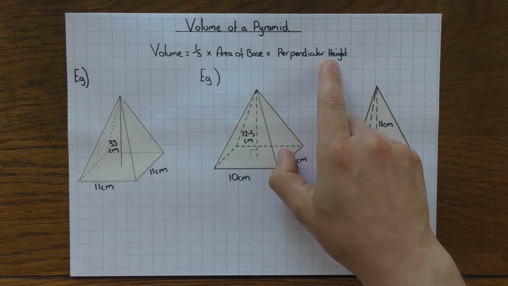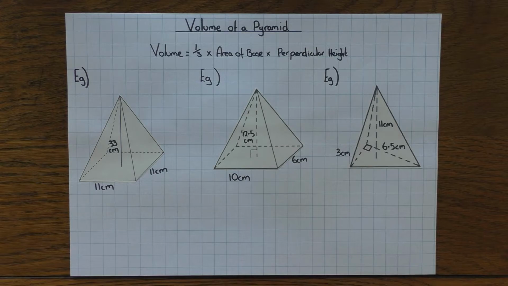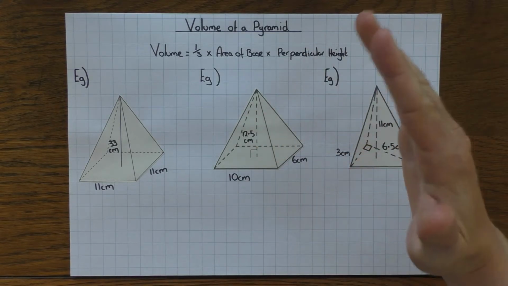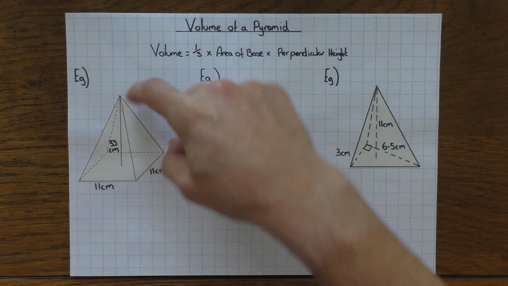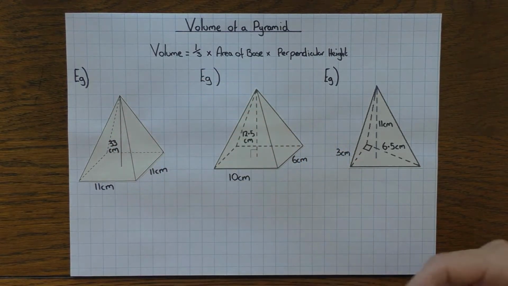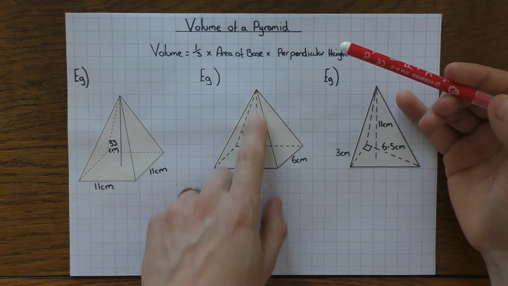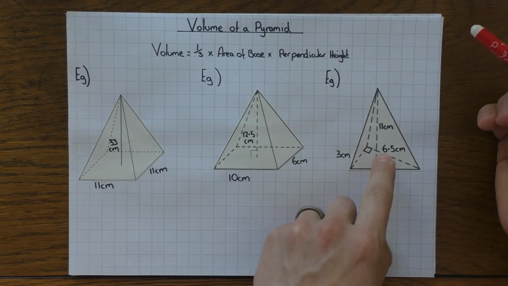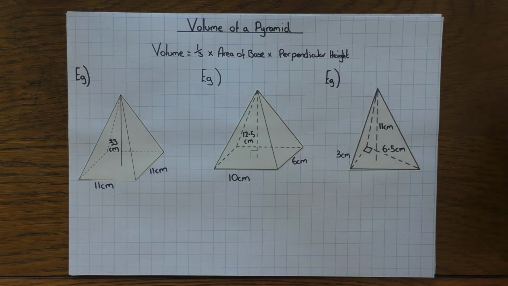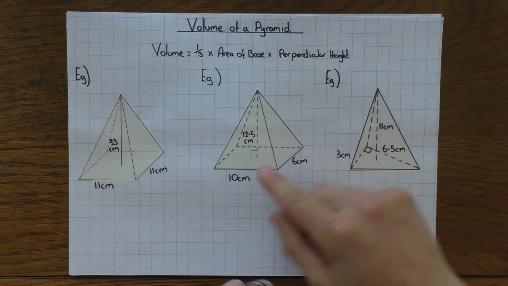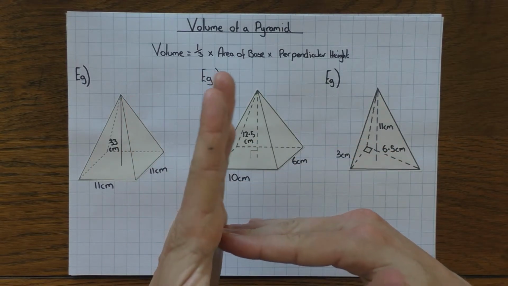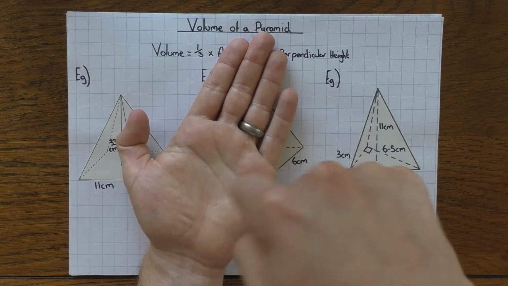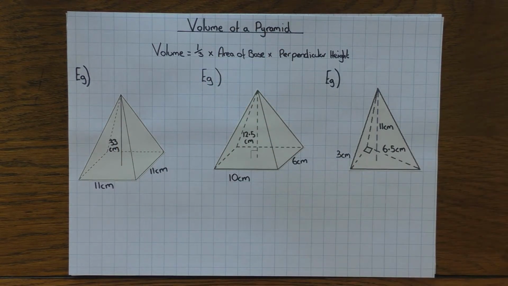And the perpendicular height. So this is the height directly from the base going straight to the top, not slanted. If you look at these diagrams here, this is the perpendicular height, straight from the bottom, straight up, not the slanted sides here. Same thing for this one, and the same thing here, straight from the bottom going up. And you notice here, it's got a little 90 degrees here, because perpendicular means 90 degrees.